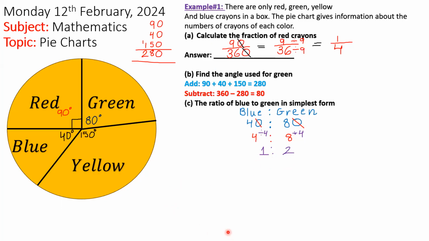Is that the only way to do a ratio, or is there another way? I mean, you could write it as a fraction, so you could have 40 over 80. So you could do it the fraction way. Or you could write it like how we have it, with the colon.